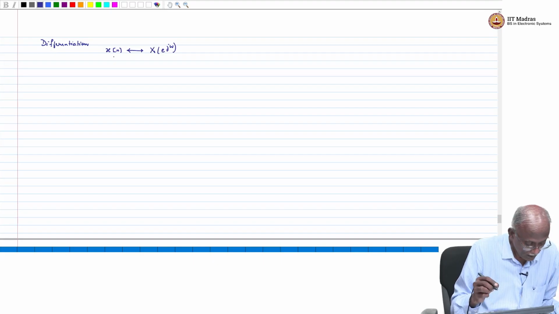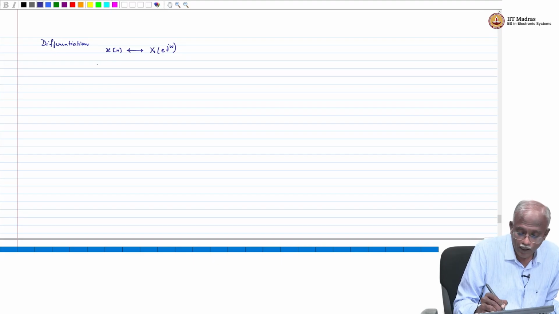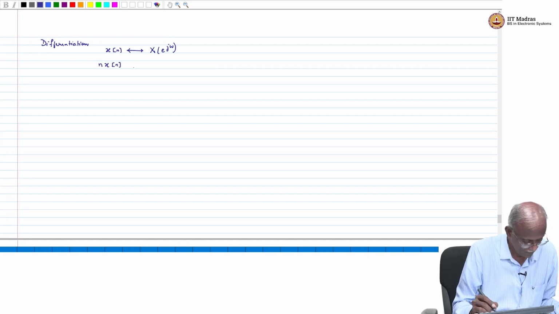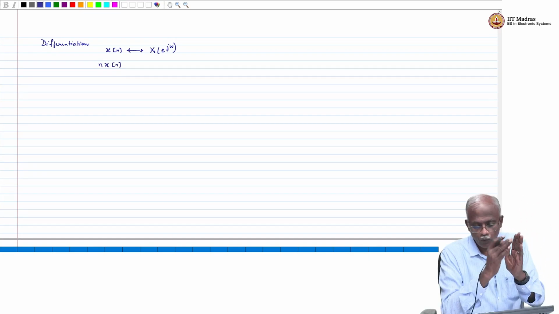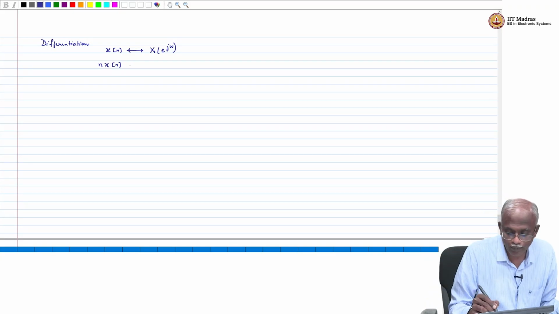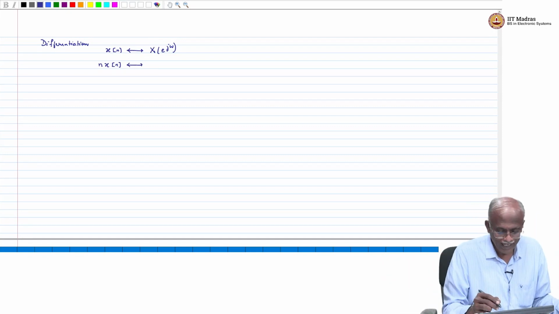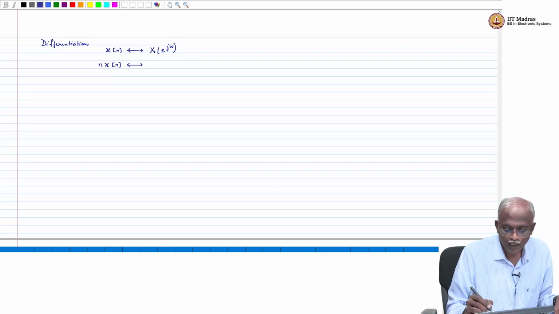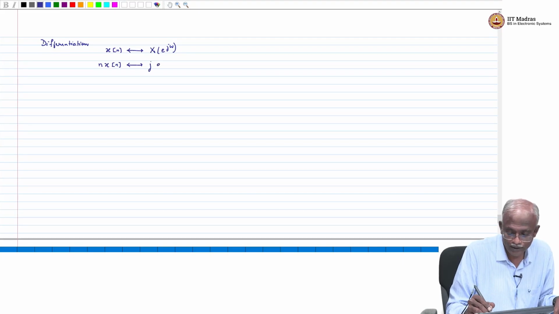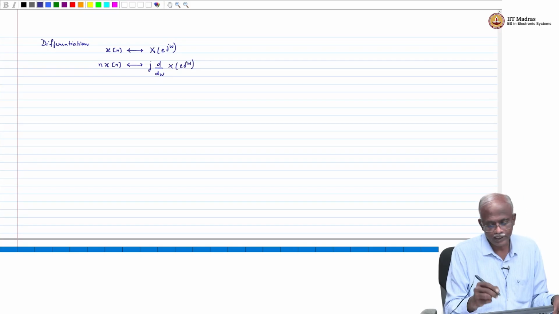then the sequence n times x of n. Basically it's a weighted value of n, weighted by the time coefficient. The nth sample is weighted by n, the n plus 1 sample by n plus 1. N times x of n has got a discrete time Fourier transform which is given by j d by d omega of X e of j omega. This is the differentiation theorem.